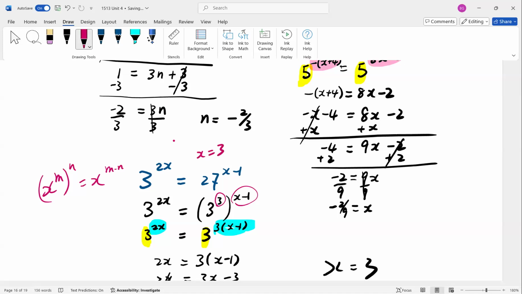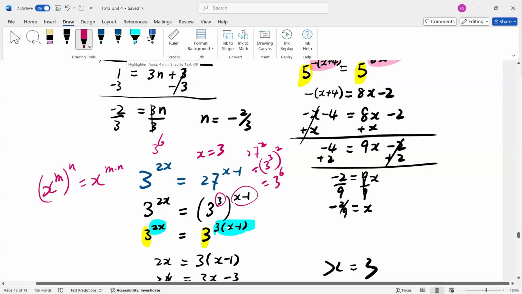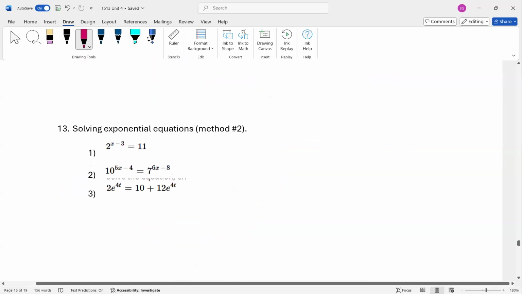Plugging in x equals 3, the left side is 3 to the power of 6, and the right side is 27 to the power of 2. 27 is 3 cubed, and 3 cubed to the power of 2 is also 3 to the power of 6. So it does satisfy. I emphasize this: when it comes to solving equations, we should always double check our proposed solution, especially when you have a calculator. All right, that's the first method for solving exponential equations.